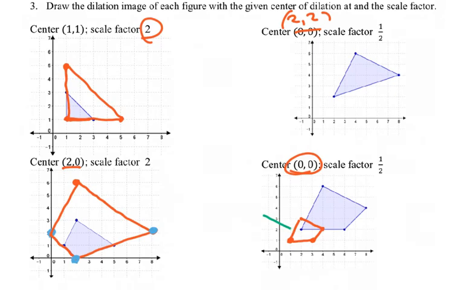Another way I can check it though is I know that in my pre-image, from here to here had a slope of 1, 2, 3, 4 over 2. So that's a slope of 2. And if I look at this line and compare that, that's also got a slope of 2. So that all makes sense. So this is my image, and it's got a scale factor of 1/2 with a center at 0, 0.